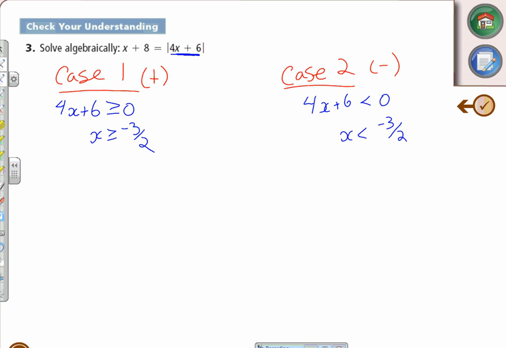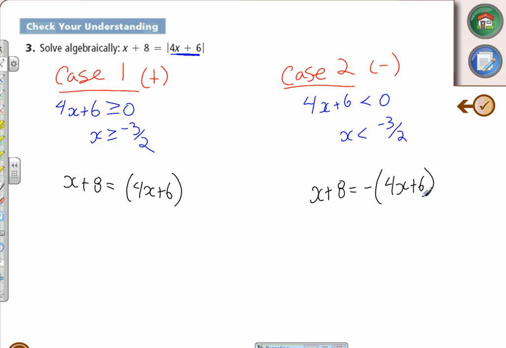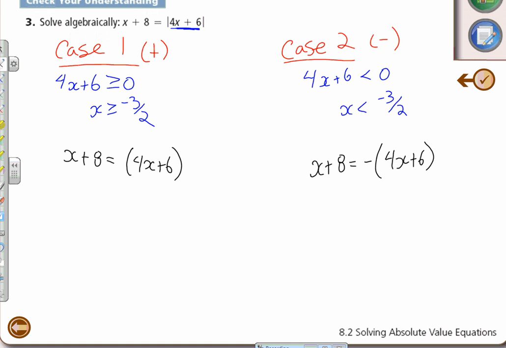So case 1, we use the positive value. So x plus 8 is equal to the positive 4x plus 6. I'm just having a positive sign in front of the brackets. Case 2, the negative case, occurs when we've got x plus 8 equal to negative (4x plus 6). There are the two different cases. Now we have to solve each of these algebraically and then verify. So an absolute value equation really kicks off two equations that we have to solve.